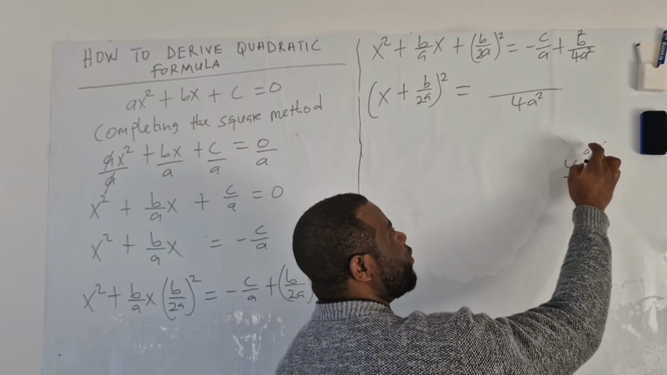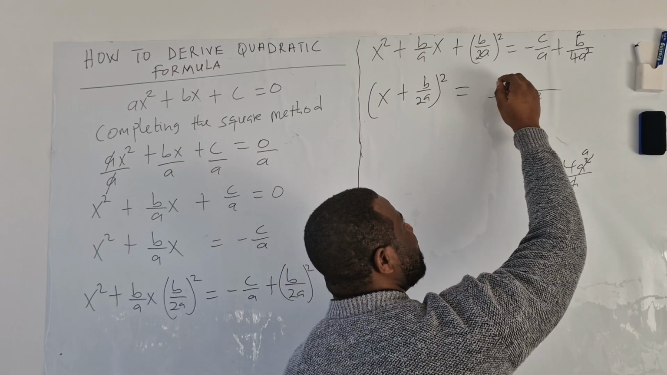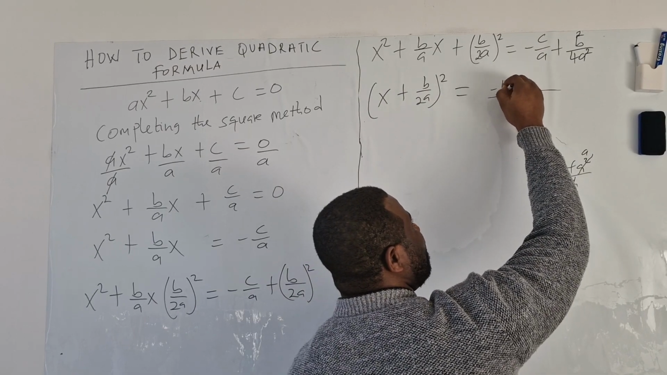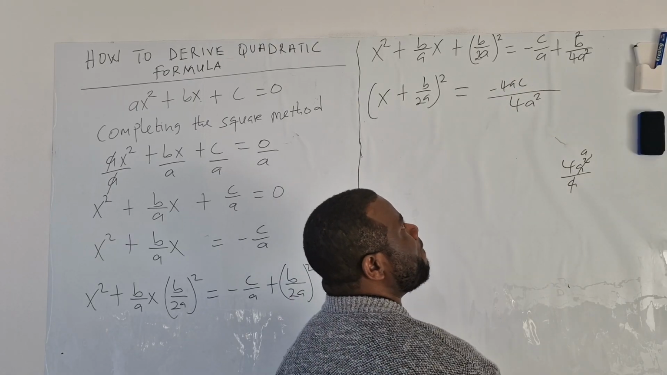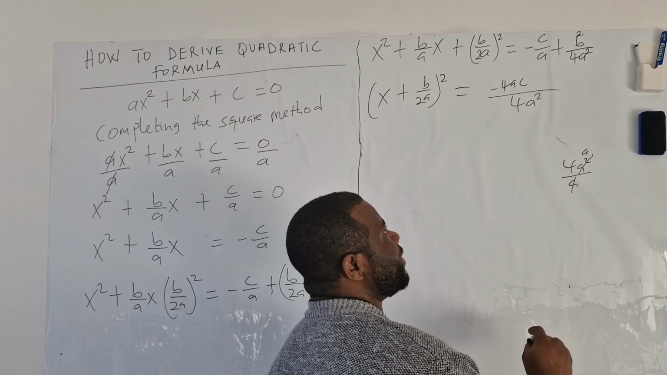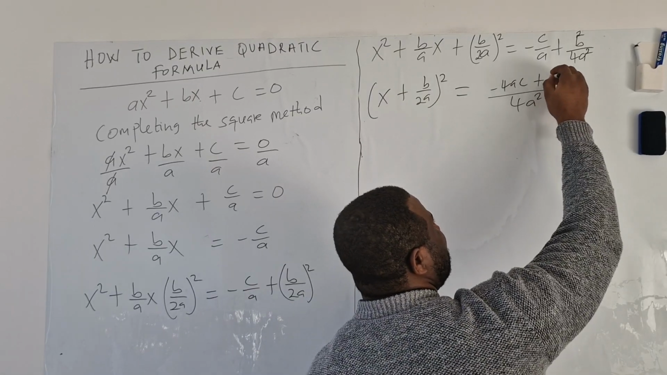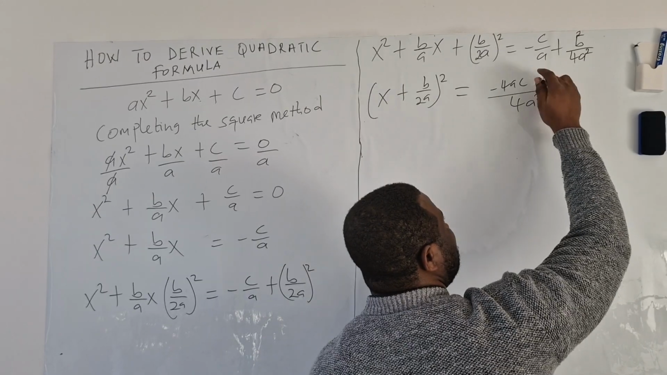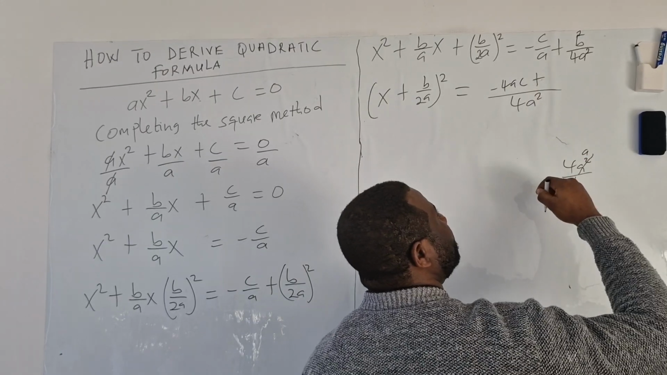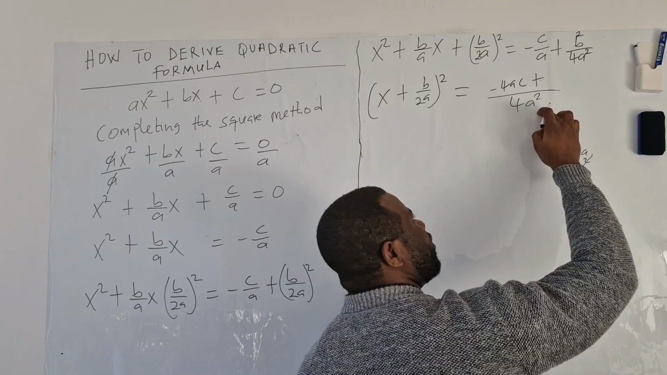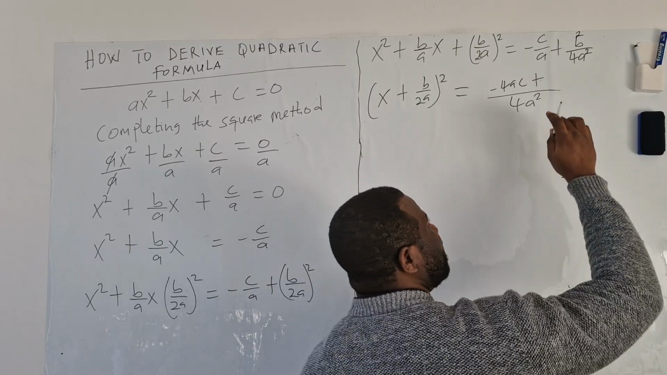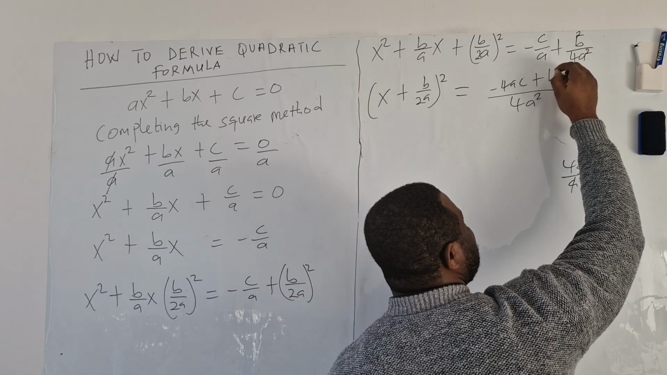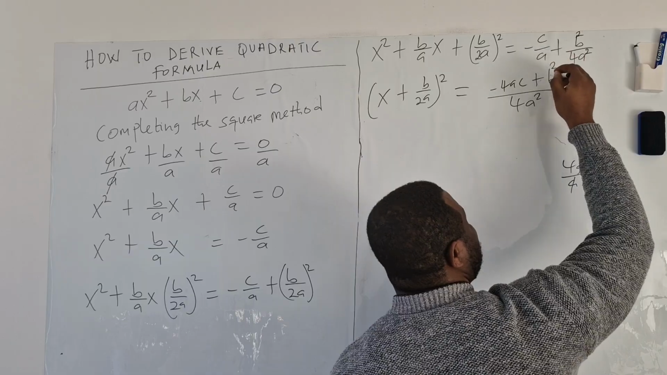And then we use this 4a to multiply minus c. So you're going to have minus 4ac, plus 4a squared goes into 4a squared 1 time, then times b squared, that will give us b squared.